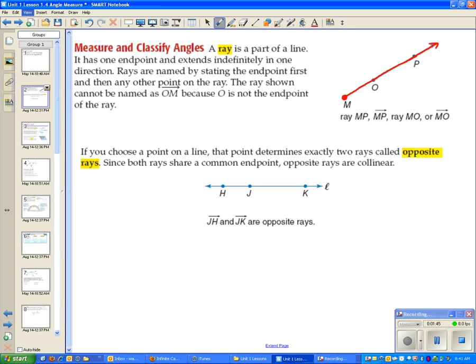The symbol, when you don't write the word ray out, looks like a ray. It's MO, and then the symbol above it has an arrow at one end. Now, sometimes people try to get too fancy with this. If they have a ray that's pointing to the left, they'll try to make their symbol point to the left. No. The symbol always goes to the right. We're not trying to say which direction the ray is moving when we write its name.